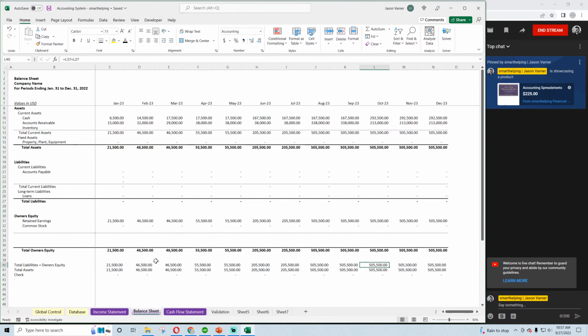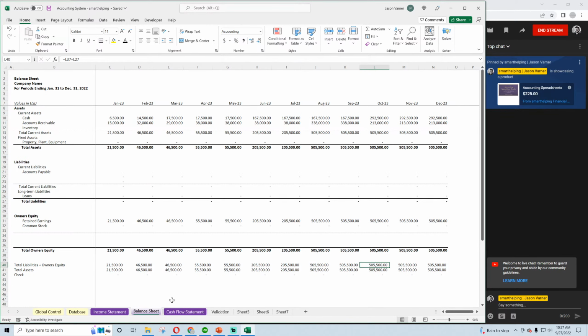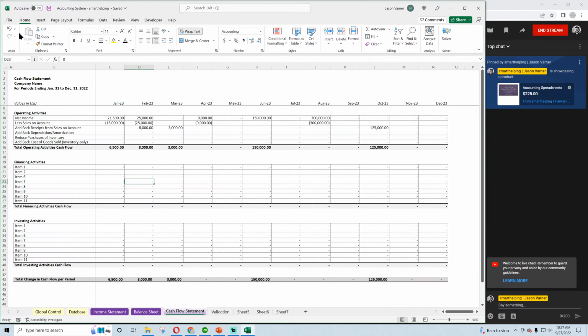Okay, so let's go on to the next line item. We got one line item done. I don't know if I like these all boxed in like this.